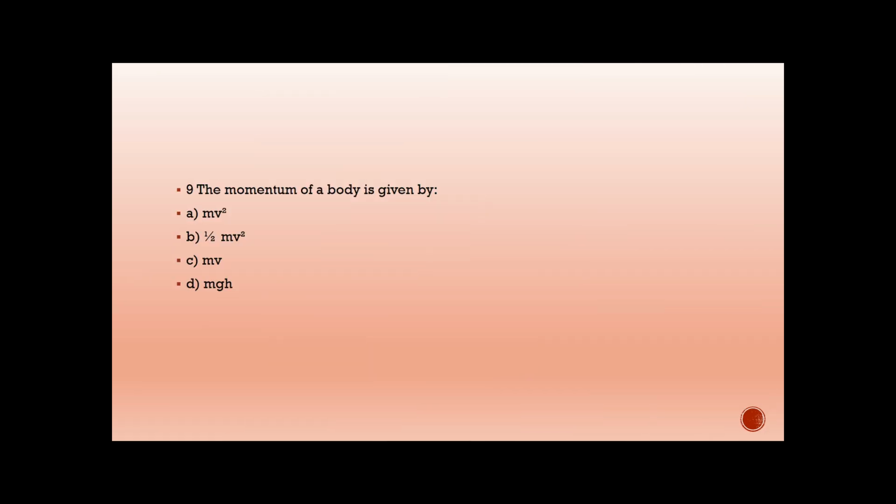The momentum of a body is given by mv squared, 1/2 mv squared, mv, or mgh? So the answer is mv, because momentum is equal to mass multiplied by velocity. A projectile has maximum range when the angle is 30 degree, 45 degree, 60 degree, or 90 degree? So the answer is 45 degree, because range is maximum at 45 degree.